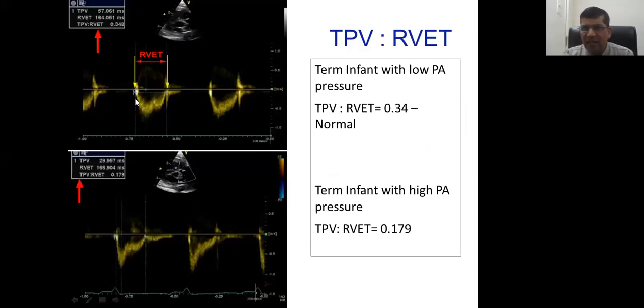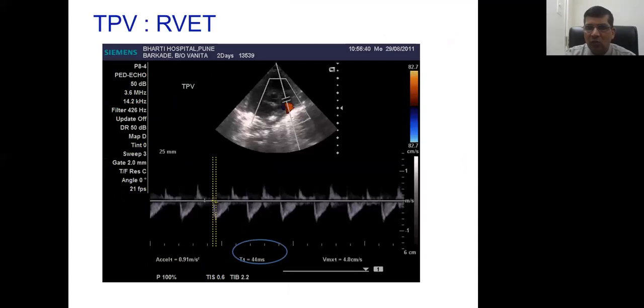Same, naturally, again the same short axis view, take a laminar flow, measure this peak from this end to this end, that is the PAT or TPV, and measure the RVET and that ratio. If the ratio is less than 0.3 and especially less than 0.2, you are in big trouble. So the PAT RVET ratio, that is what I'm talking about here.